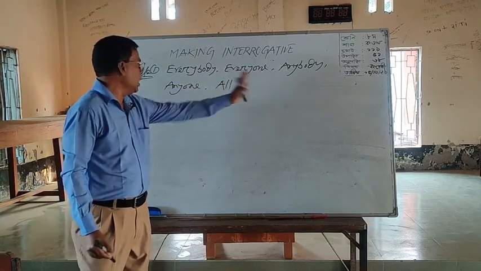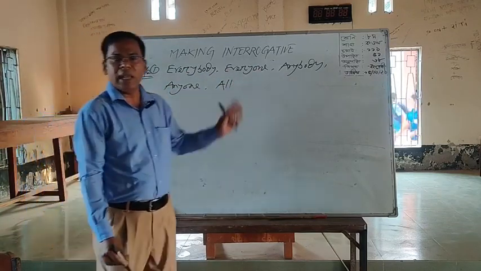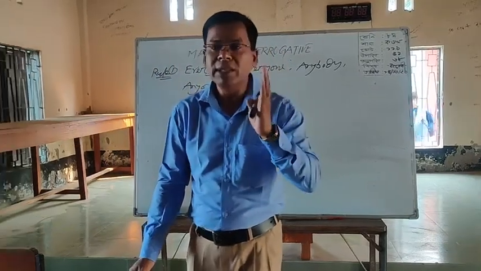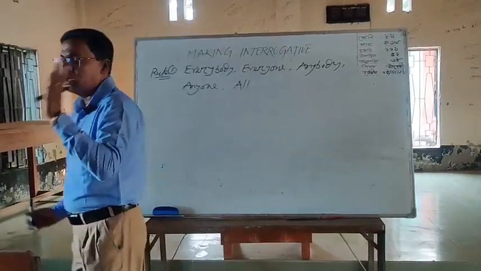Everybody, everyone, anybody, anyone and all. If you find any one of these five just at the beginning of a sentence, then you will think that the interrogative is based on rule number one.